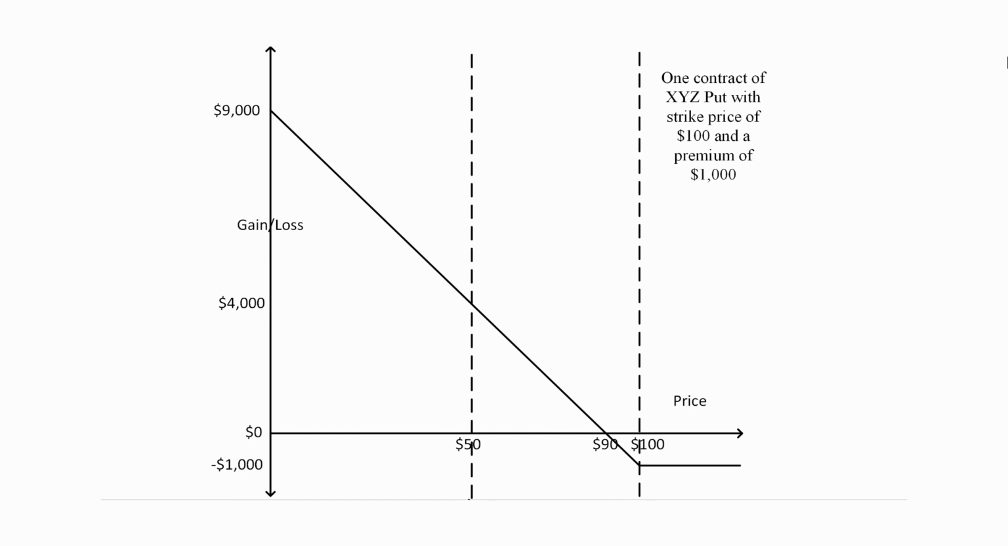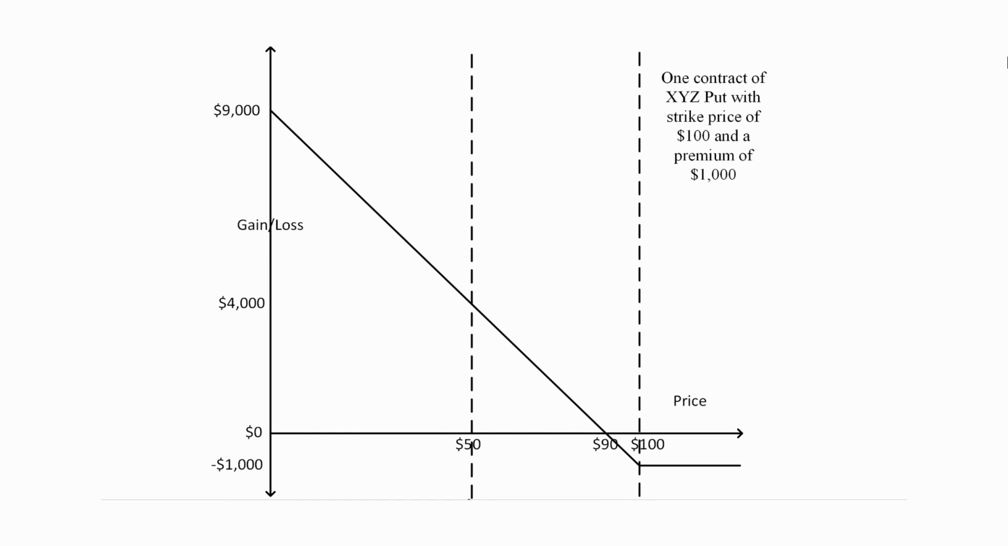This illustration is a profit-loss chart of a put option at expiration for one contract of XYZ with a strike price of $100 a share and paid for with a $1,000 premium. The x-axis represents the price of XYZ at expiration, whereas the y-axis represents the profit-loss of the contract at expiration. As you can see, the maximum loss of the contract is the price of the premium, which occurs if the price of XYZ is greater than or equal to the strike price of $100 per share at expiration.